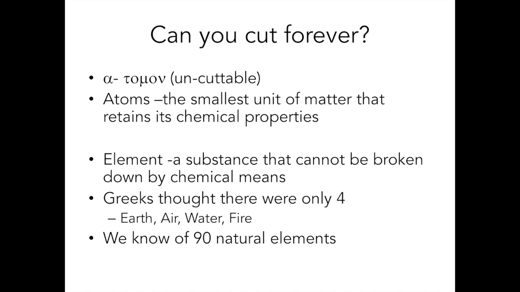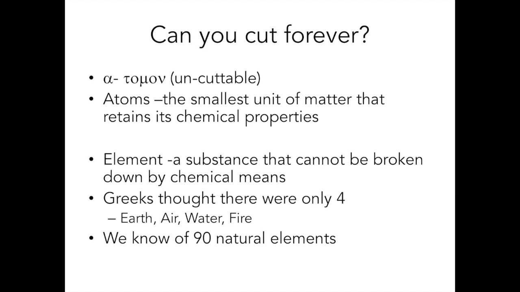The Greeks also figured that of all of the things in the universe, there were just a certain number of substances that you cannot break down by chemical means. So it may not be an uncuttable thing, but there are certain types of stuff out there, substances, that are pure and cannot be turned into anything else. The Greek idea was that there were only four of these elements: earth, air, water, and fire.